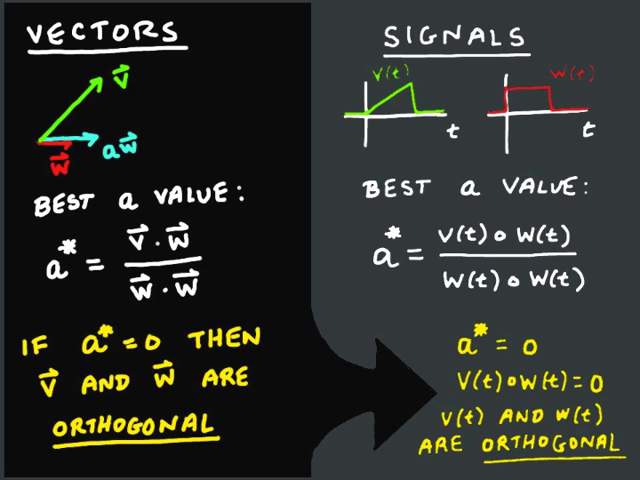If A star is equal to 0, that is, V of t circle product W of t is 0, that means signals V of t and W of t are orthogonal. So this gives us our definition of signal orthogonality.